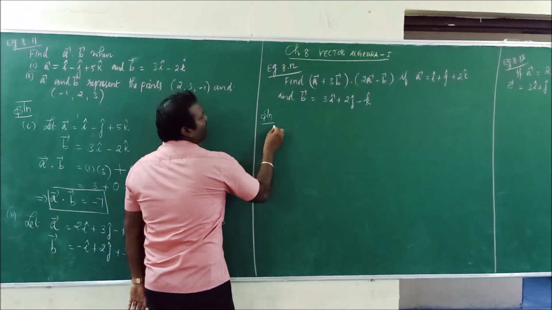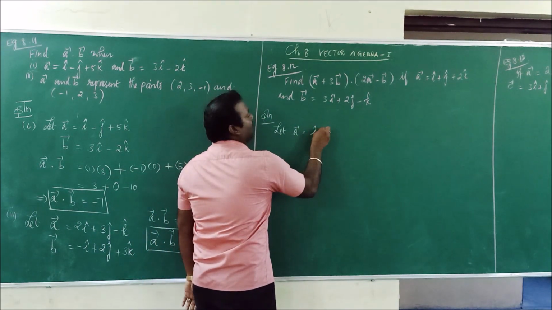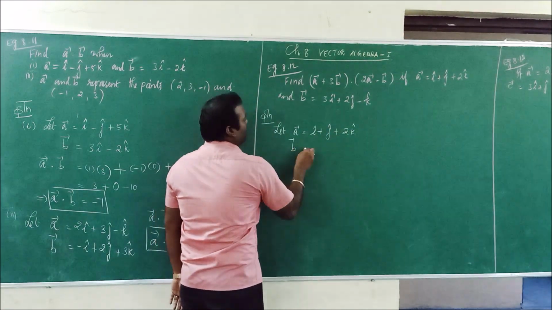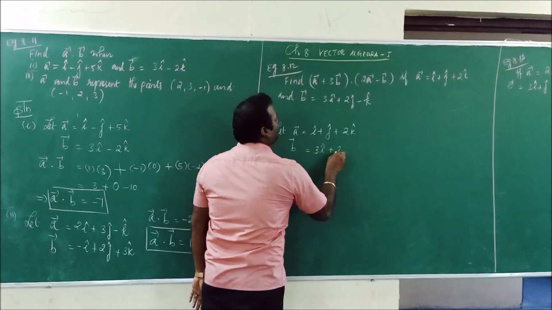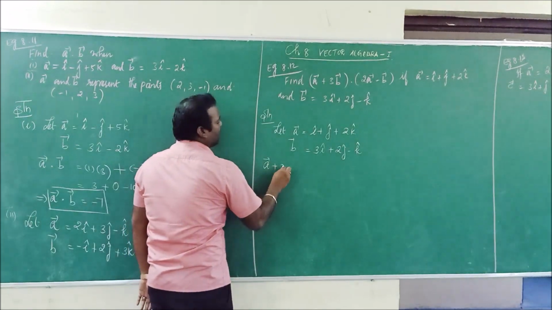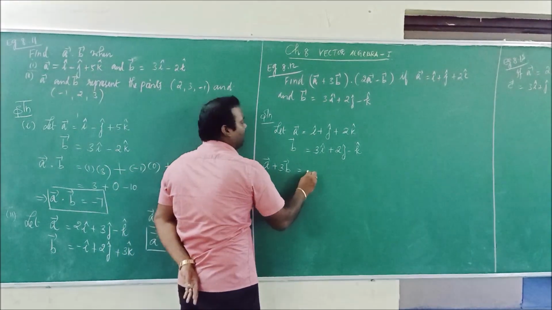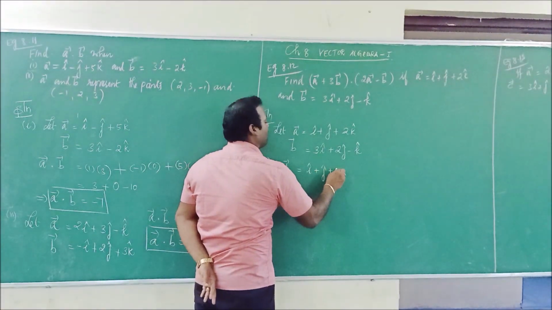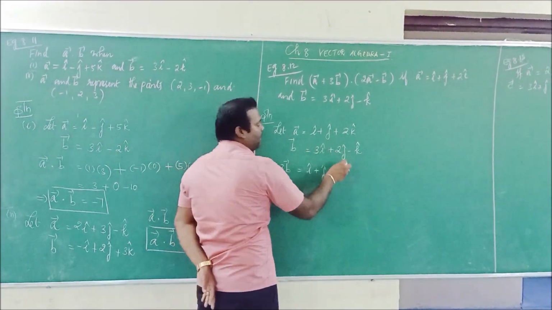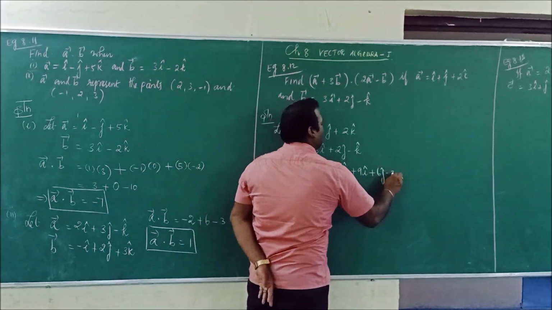First, let us take what is given in the problem. A vector is I cap plus j cap plus 2k cap. Then B vector is 3I cap plus 2j cap minus k cap. First, I am going to find A vector plus 3B vector. A vector is I cap plus j cap plus 2k cap. Then you multiply B vector by 3, and you will get 9I cap plus 6j cap minus 3k cap.